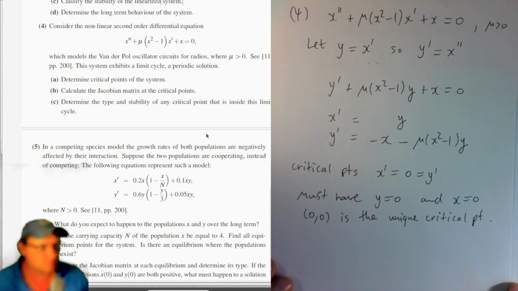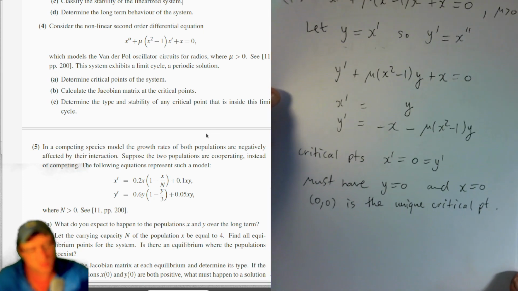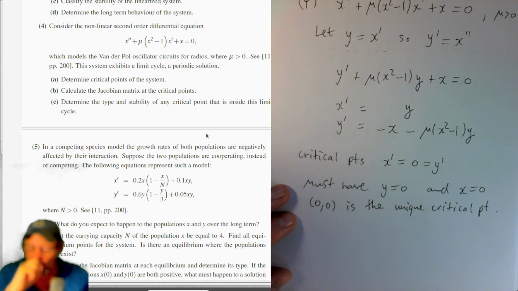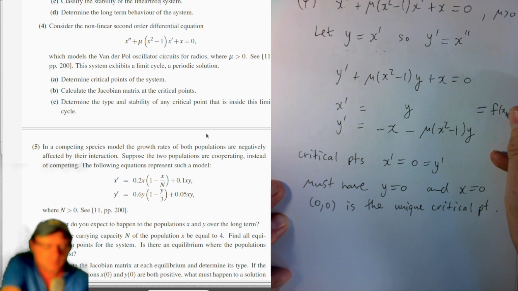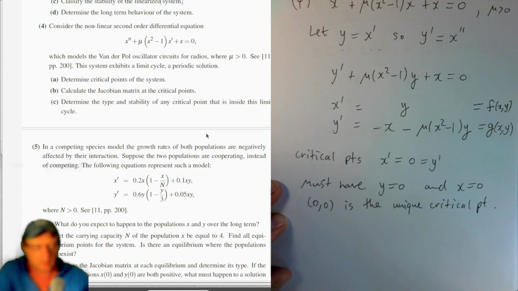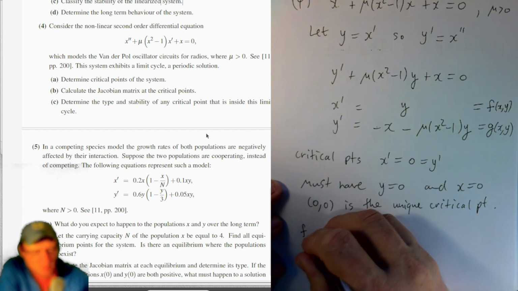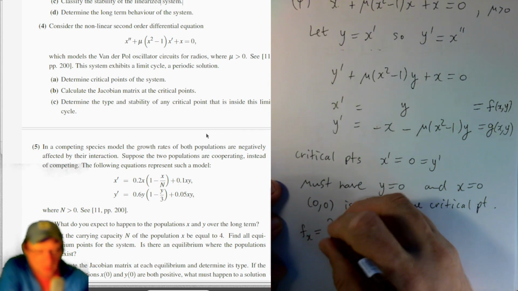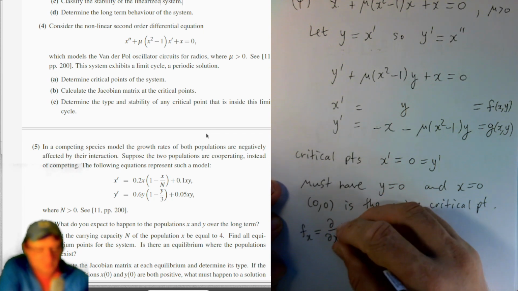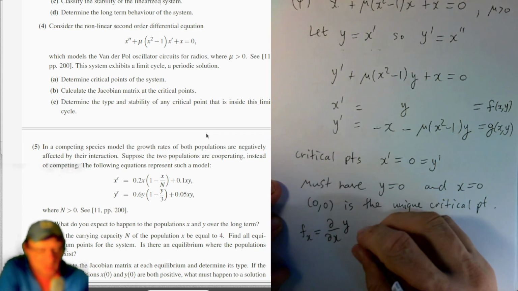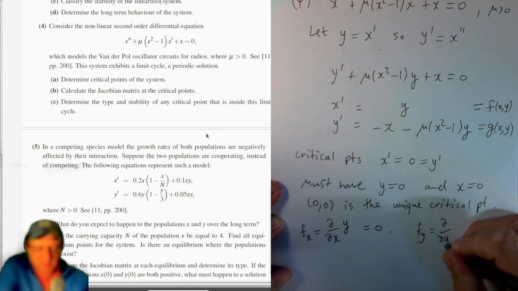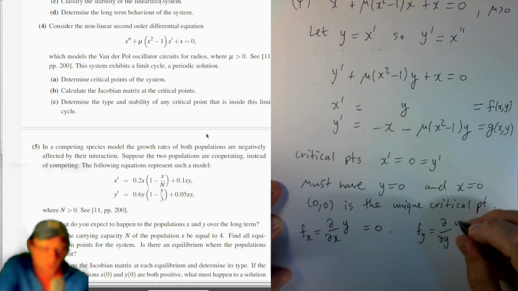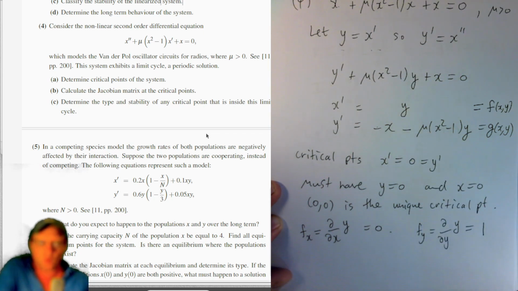Now calculate the Jacobian matrix at the critical points. Well, there's only one critical point. We know that. So let's let the top line be F, the second line be G. And so we want to take F subscript x, the partial derivative of F with respect to x, but F is y, and so this is 0. Now, F subscript y is the partial derivative with respect to y of F, which is y. And so this partial derivative is just 1.